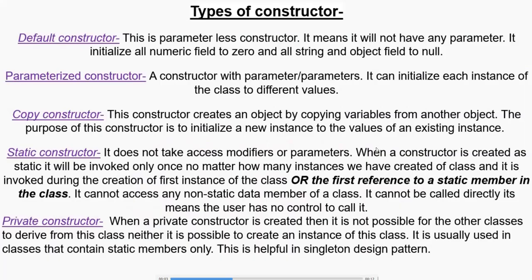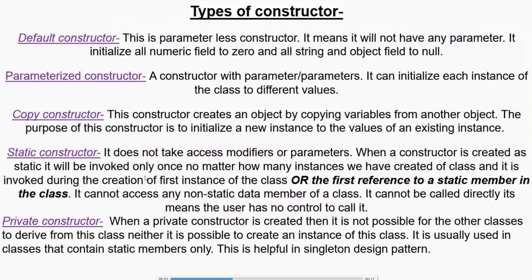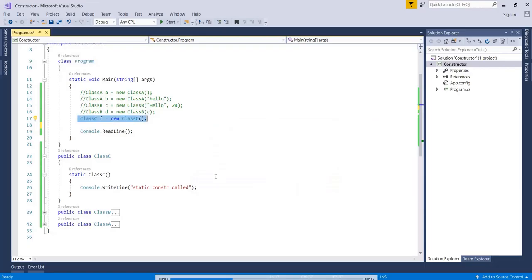Okay, we have seen that a static constructor will be created only once, no matter how many instances. We have created a class and it is invoked during the creation of the first instance of the class. How to invoke, means how to call. When we create an instance of the class, it will be invoked. Or there is a second way: the first reference to a static member in the class.